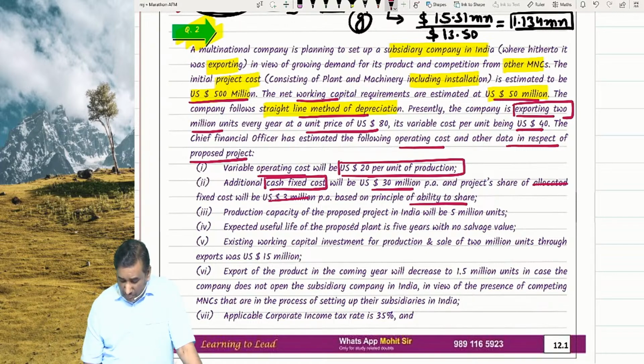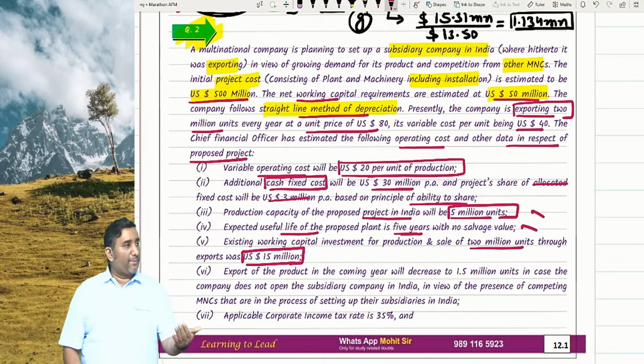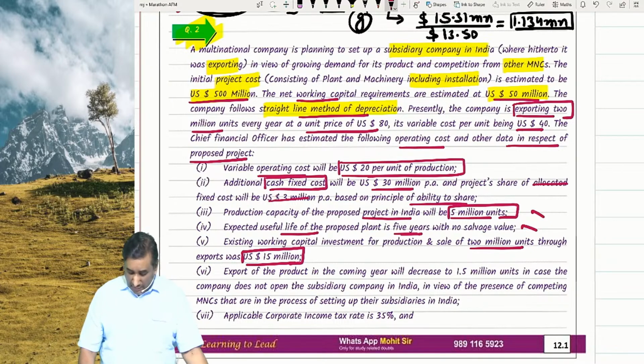Production capacity of the proposed project in India will be 5 million units. That's basically if he goes for the subsidiary. So new will be 5 million, earlier it was 2. Expected useful life of the proposed plant is 5 years with no salvage value. Existing working capital for production sale of 2 million units through export was 15 million. That means it's old working capital. So when you have a new working capital, old working capital would be released, new working capital would be introduced. So 0 period we'll have that.